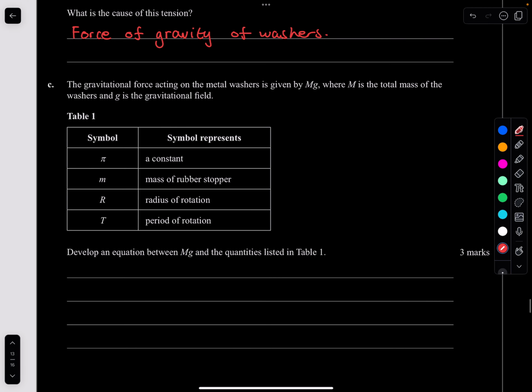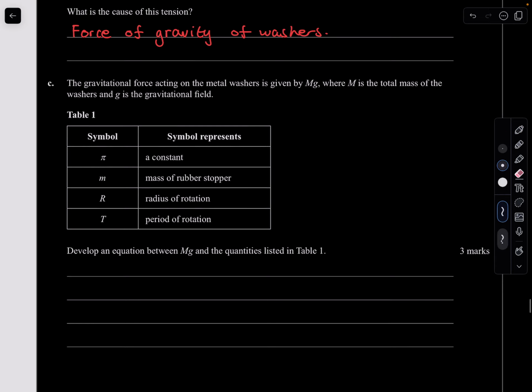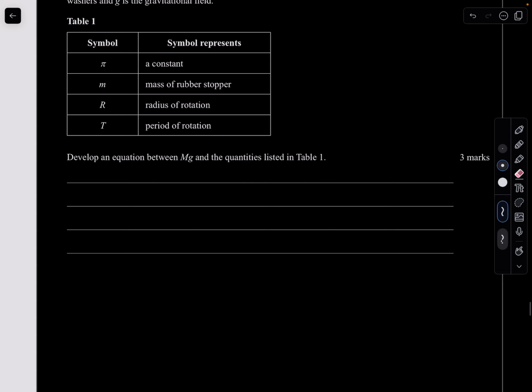The gravitational force acting on the metal washers is given by mg. So mg is your mass times gravity, which is your force, where m is the total mass of the washers and g is the gravitational field. The symbols represent: pi, a constant; m, the mass of the rubber stopper; r, the radius of rotation; and T, the period of time. Develop an equation between mg and the quantities listed in Table 1. Like what we just said.